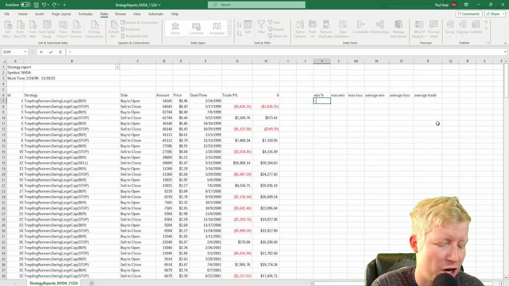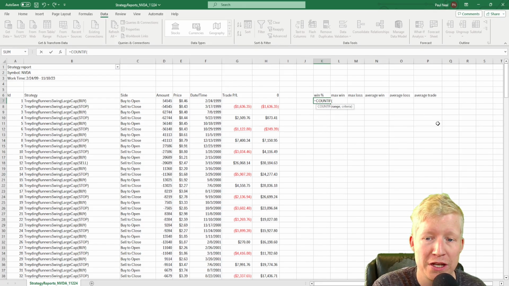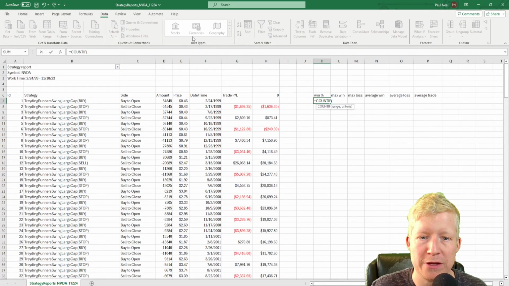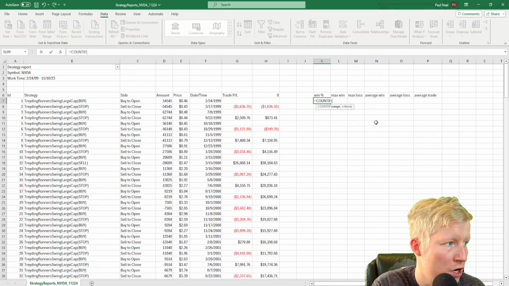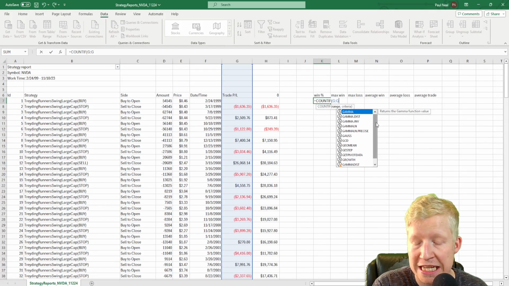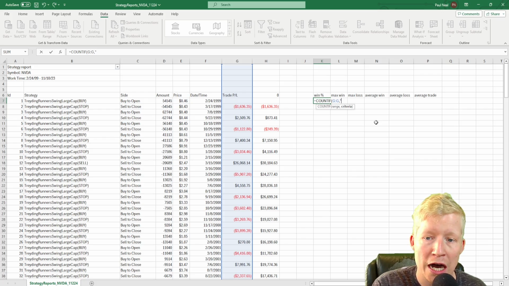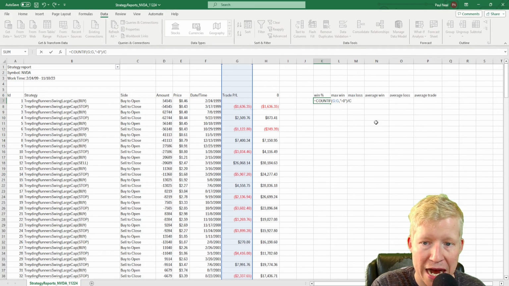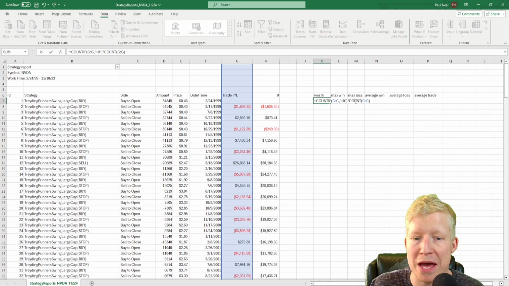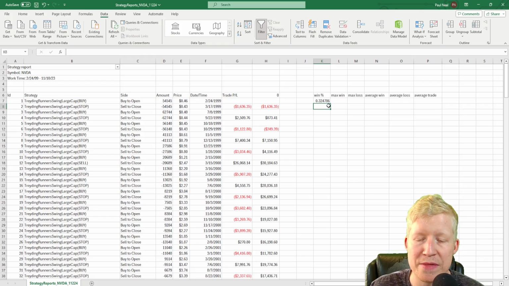So for our win percentage, we are going to use a count if method. I believe they're called methods. And we're going to be pulling from the G column here, as that's where all of our individual trade results are. We're going to be saying count if anything in the G column, comma, open quotes, is greater than 0, close quotes, close parentheses, and then we're going to divide that by a count of the entire G column. And before you ask, I looked this up myself. The count method does not count these empty rows. So that's not throwing off this average at all. So I'm going to go ahead and type that in. Bada bing, bada boom. You are seeing a win percentage of 32%.